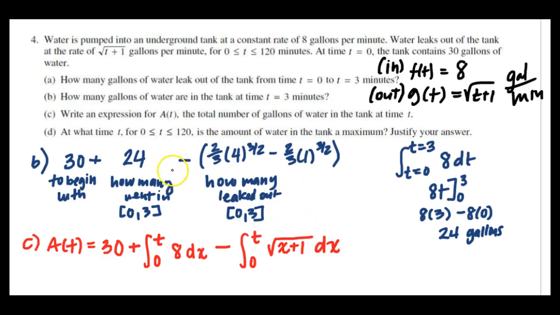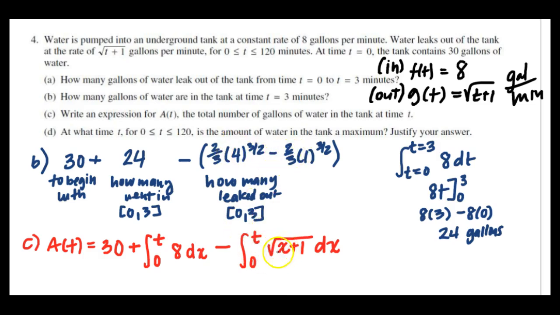So let's try to think about it. We can make sure that our A of t function works by looking back at part B. I should be able to substitute in a 3 right here and get the same answer I got in part B to tell me the total number of gallons at time 3. So plugging in a 3 right here for t means I'd plug in a 3 right here for t. So the integral from 0 to 3 of 8 would give me 24, just like it did over here. And then the integral from 0 to 3 of this function, radical x plus 1 dx, would give me the same value that I got from part A, this numerical value here.